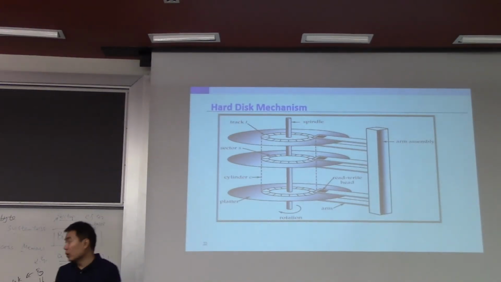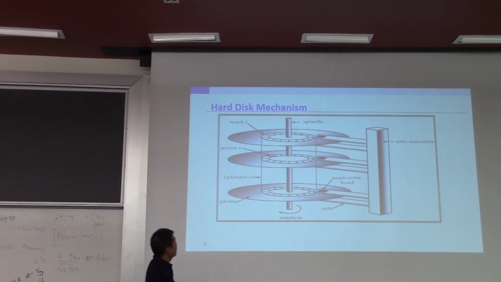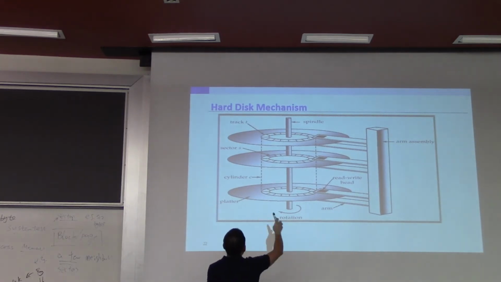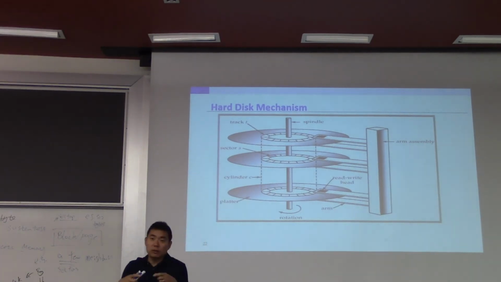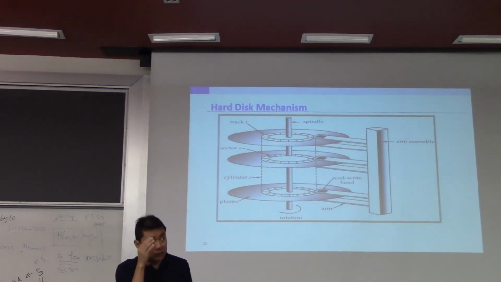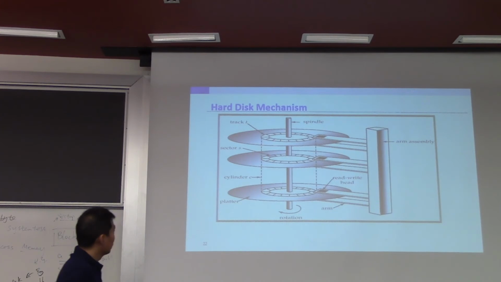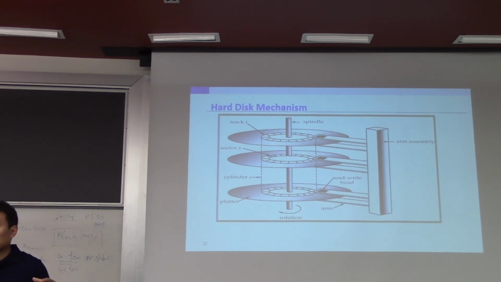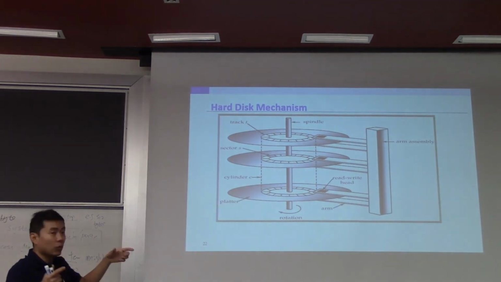Okay? So once you understand all this, now let's try to understand what's going on here. I have sectors, and all the sectors with the same radius to the center of this hard drive form what we call a track. And all the tracks from different surfaces with the same radius to the center conceptually form what we call a cylinder.